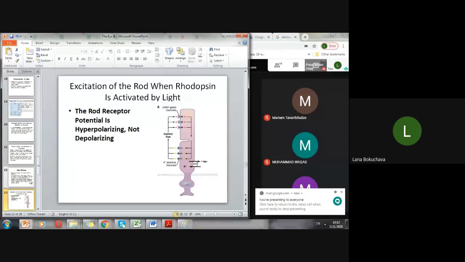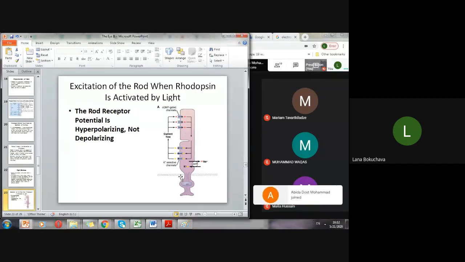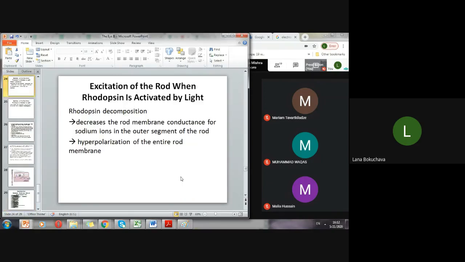In the case of the rod itself, and as we already said, the excitation is very much dependent on the hyperpolarization of the rod. Now let's see what the hyperpolarization is and how it works there. How can we achieve the hyperpolarization in this case?